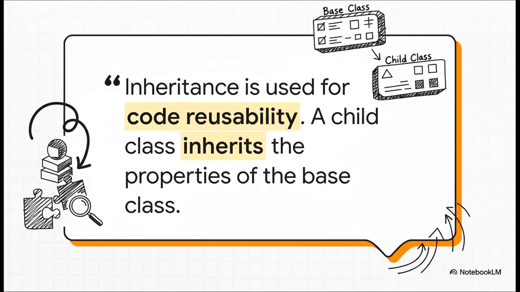And that is the absolute key takeaway for inheritance. At its heart, it's all about code reusability. The child class gets all the powers and properties of the parent class for free, without you having to write a single extra line of code for it. You just build on top of what's already there. It's efficient and it's smart.